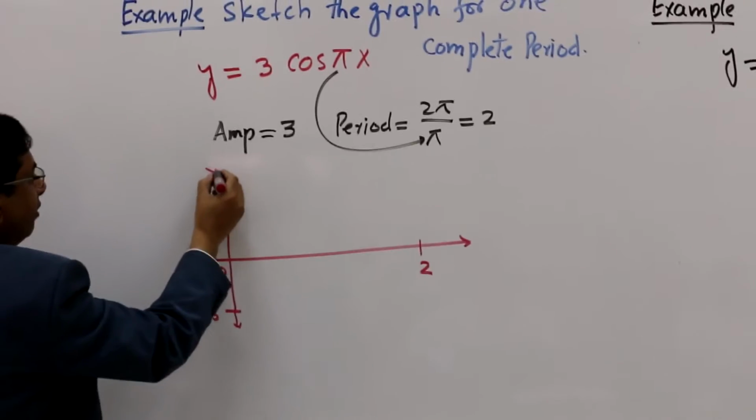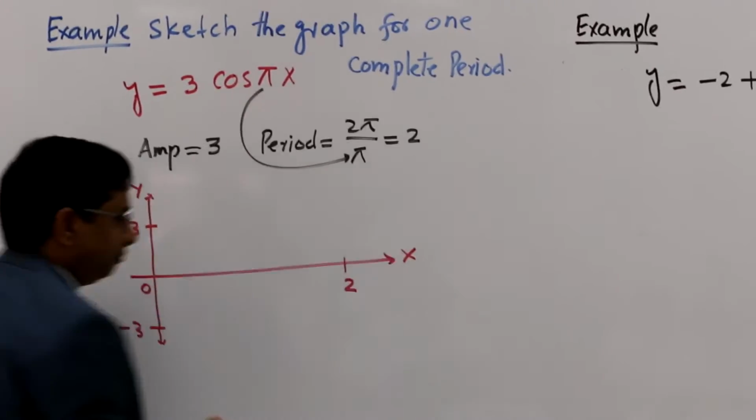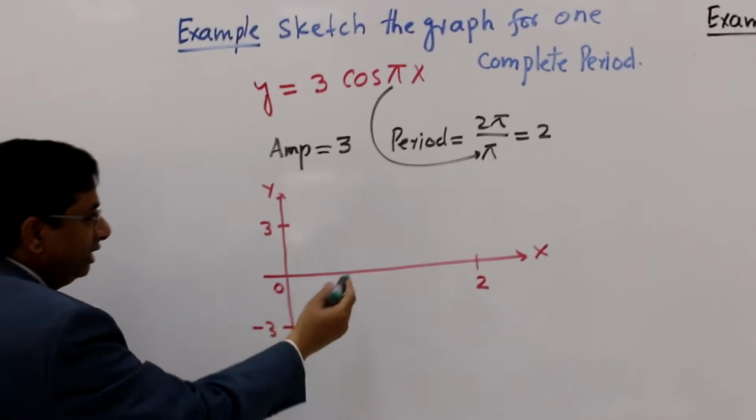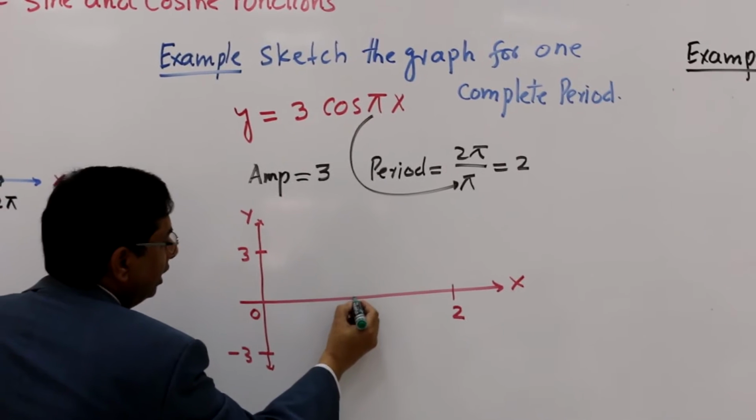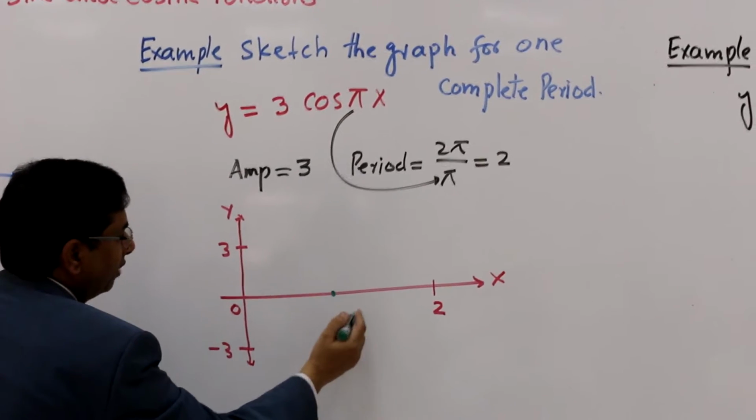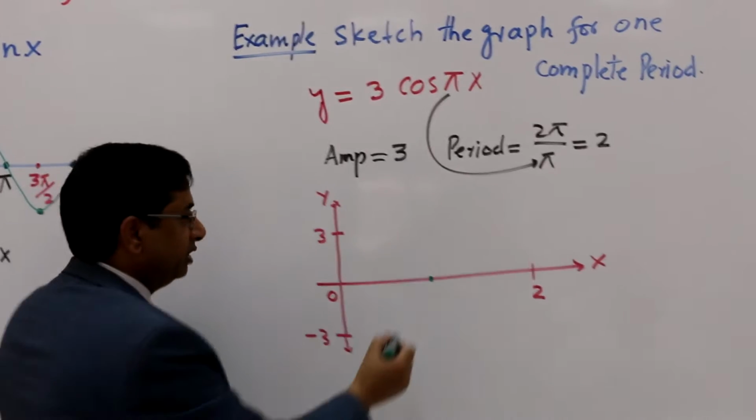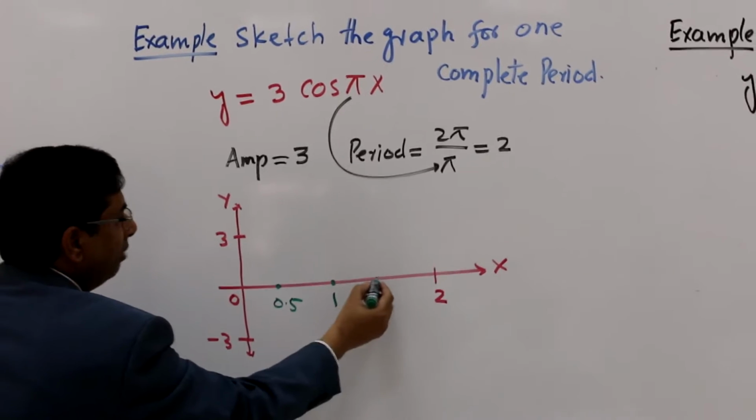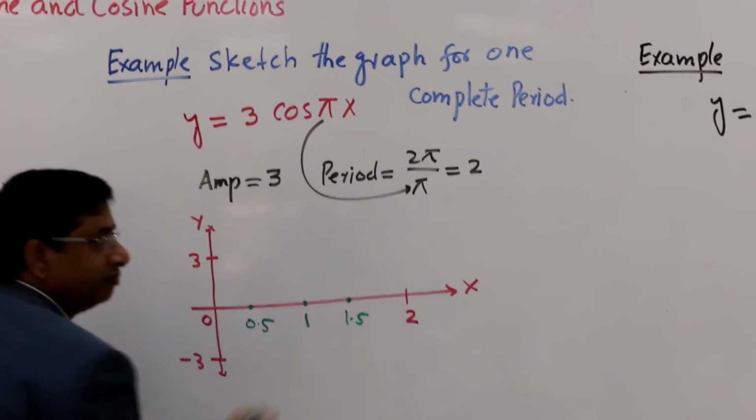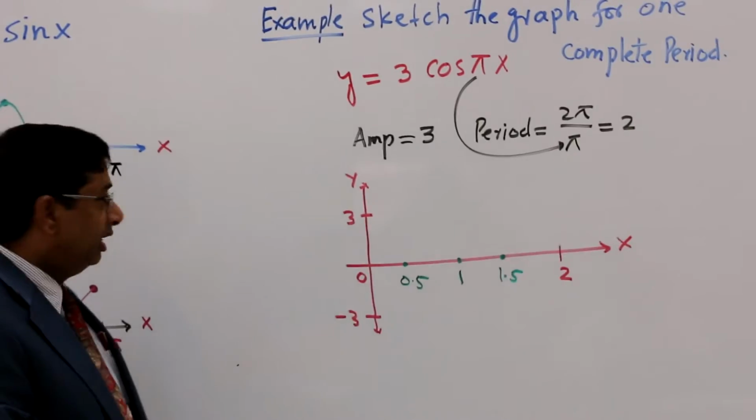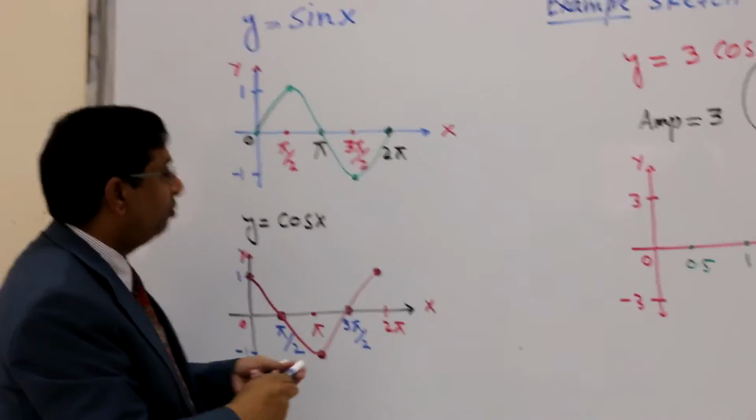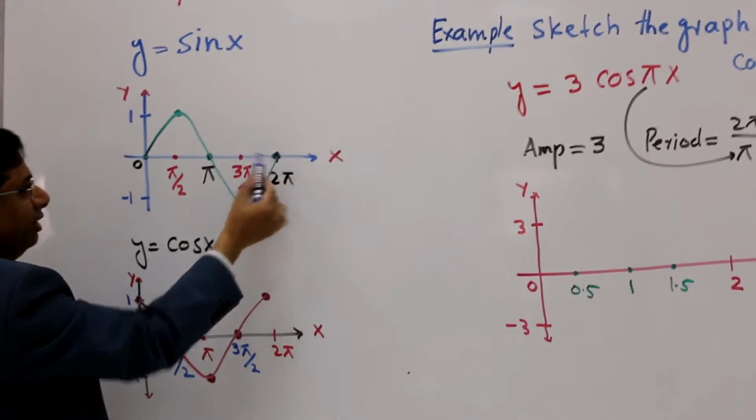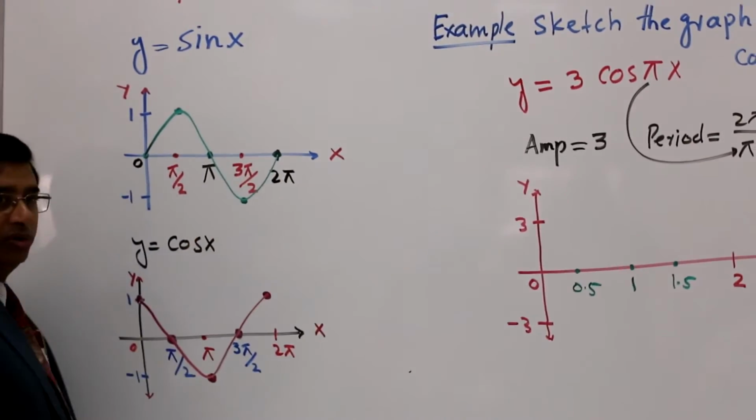I mark it as y and x. Now, further, we divide this into equal parts. The midpoint of 0 and 2 is 1. The midpoint of 0 and 1 is 0.5, and the midpoint of 1 and 2 is 1.5. Now for the sine curve, you know the points for sine are 0, 1, 0, -1 and 0. In this way, we mark these points on this graph.